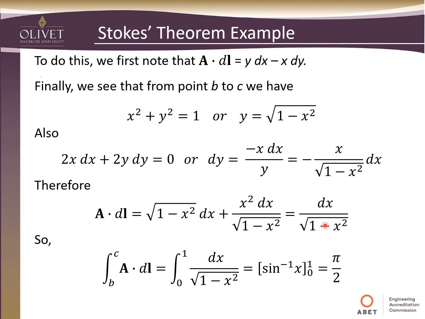So now when we go to evaluate this integral from B to C, in terms of x, our x value just goes from 0 to 1. Here's our A dot dl term. When we evaluate this, it's inverse sine of x from 0 to 1. We plug the values in, and we get pi over 2.